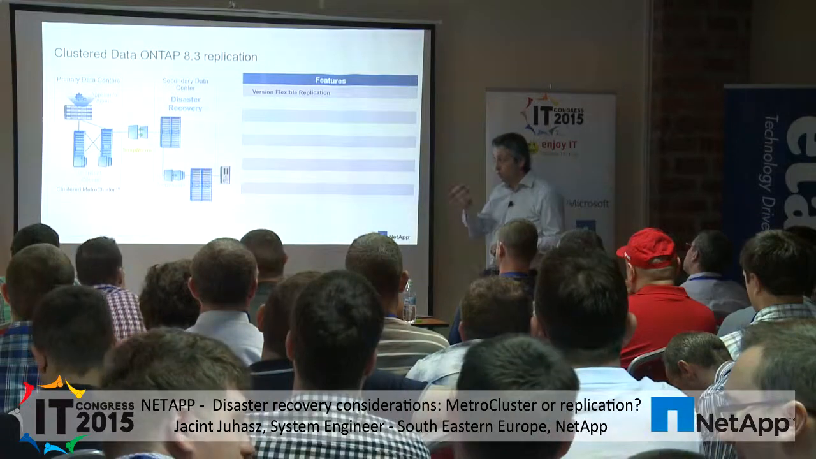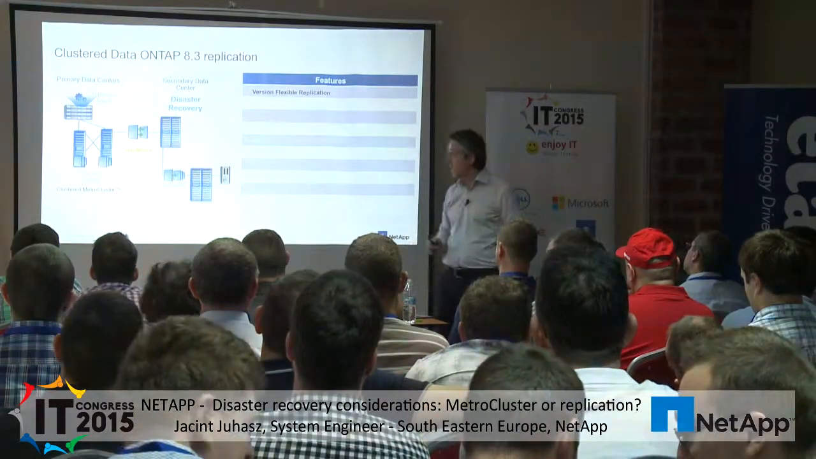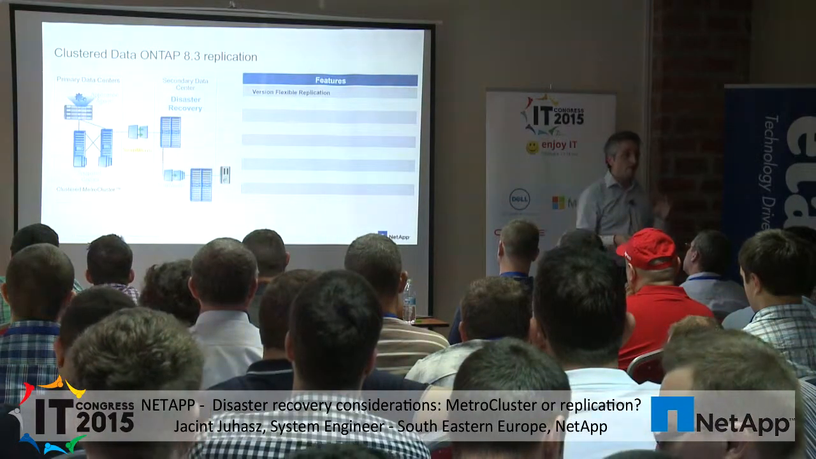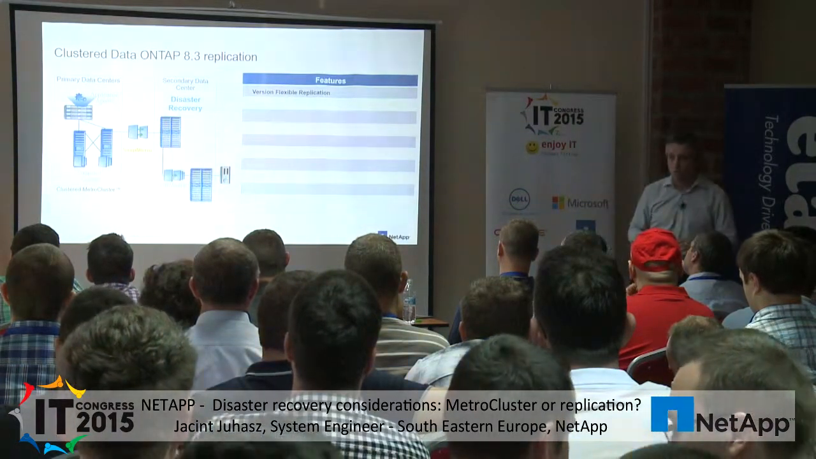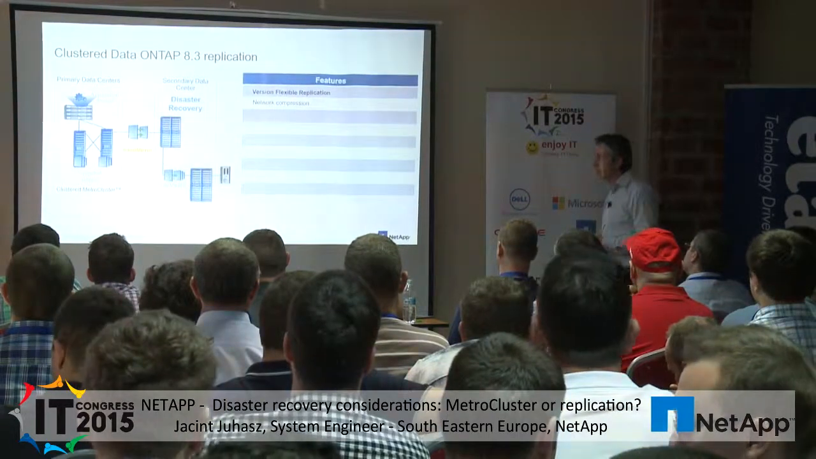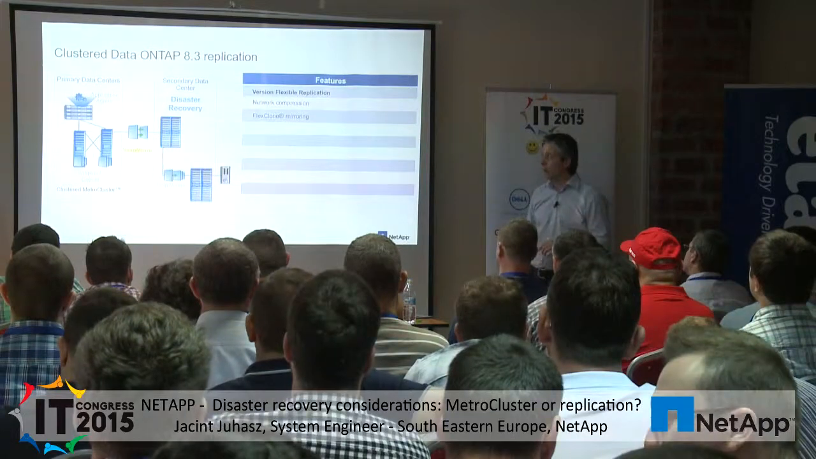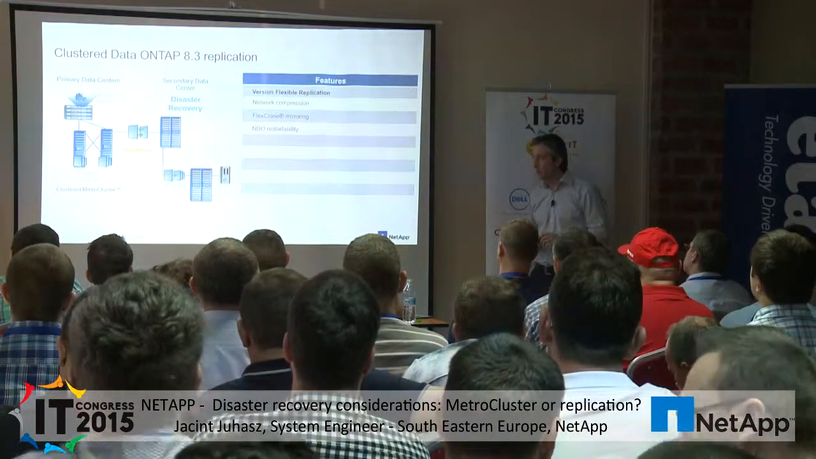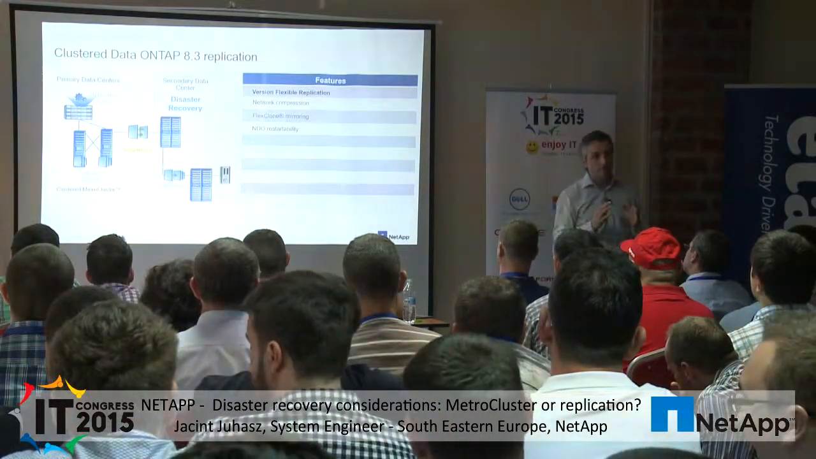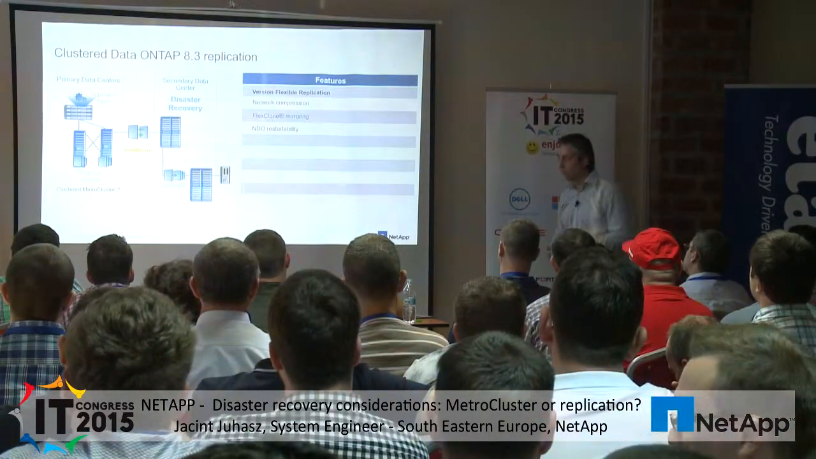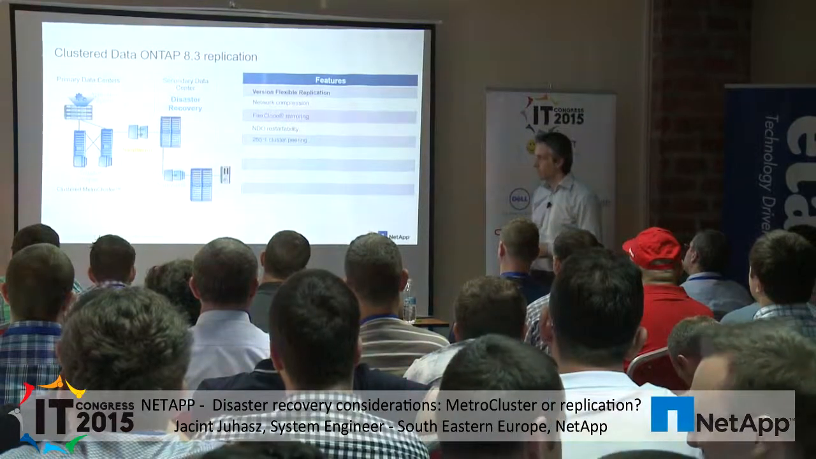So SnapMirror over the years has a lot of features. It has version flexible replication. So today you can have different ONTAP versions to replicate between. It has network compression. It supports deduplication. You can mirror clones. You can set up the replication so that it will restart automatically if the network goes away. When it comes back, the replication will continue.